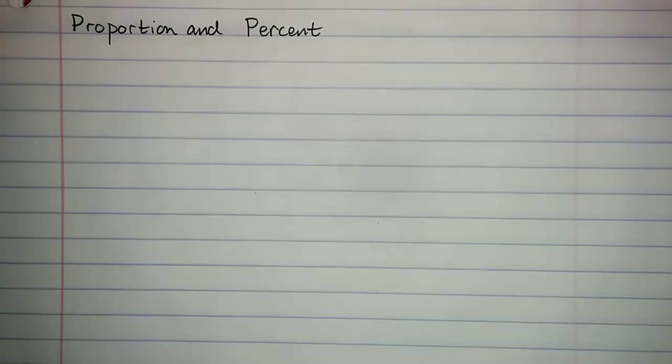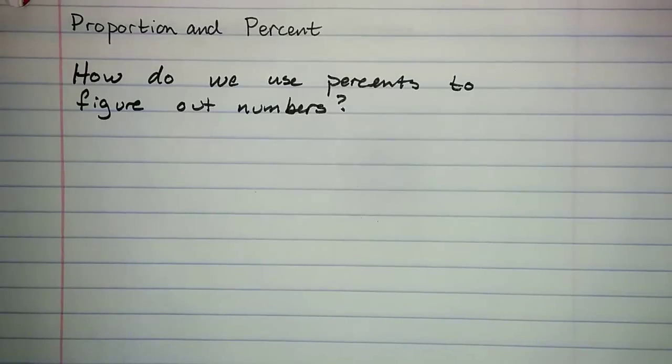All right, so a percent describes a part of a group, but how do we make use of that information? How do we figure out how big that part is? Or, on the other hand, if we already know what part of a group we have, how do we find the percent? In general, how do we use percents to figure out numbers?